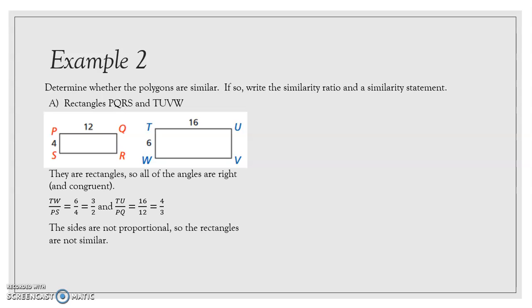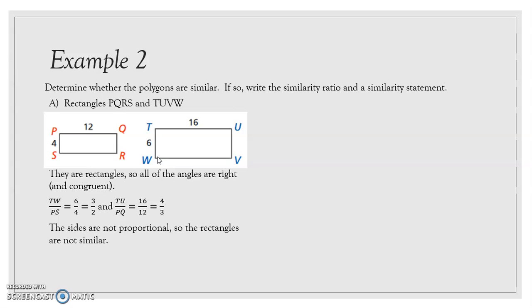Okay, so these are rectangles, and I know that all of the angles of a rectangle are right, which means that they're all congruent. So all of these angles, it doesn't matter which one I pick, is going to be 90 degrees, which means that all of the angles in this red rectangle are going to be congruent to all of the angles in this blue triangle.